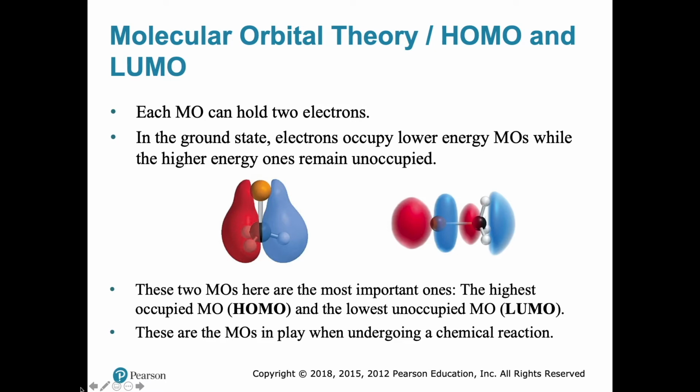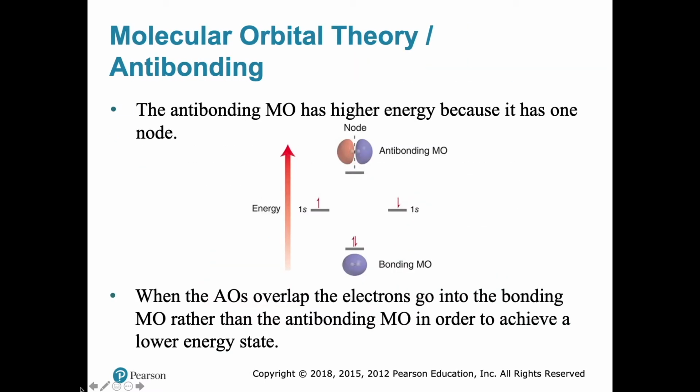So let's use hydrogen as our example because it's pretty easy. What's the highest occupied molecular orbital? It's this one right here. And what's the lowest unoccupied molecular orbital? It's that one right there, because there's only two there. But when you get a bigger molecule, there'll be a lot more to deal with.